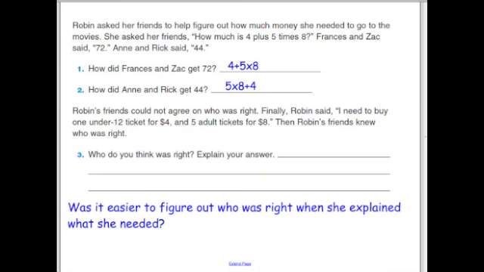Well, after watching our video of operations, we know that we have to multiply first. So we'd have to take 5 times 8 and then add our 4. So to answer, who do you think was right, Ann and Rick would be right because they did the correct order of operations. They multiplied first and then they added. Okay?